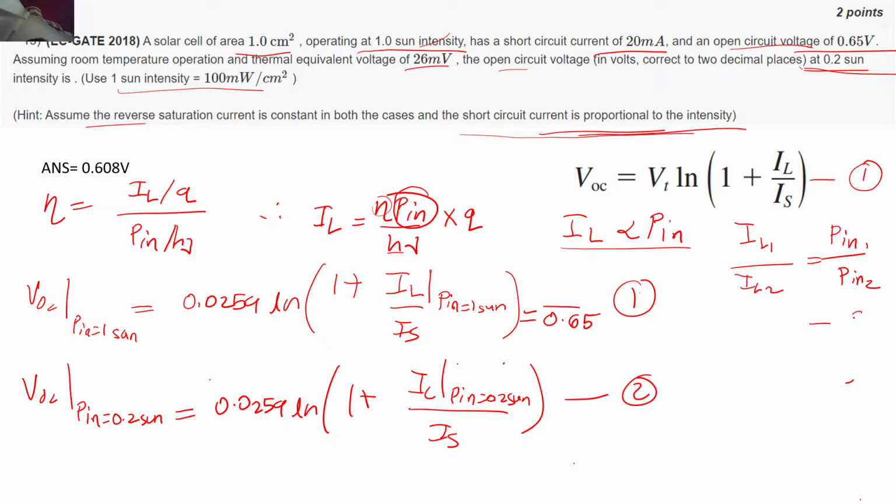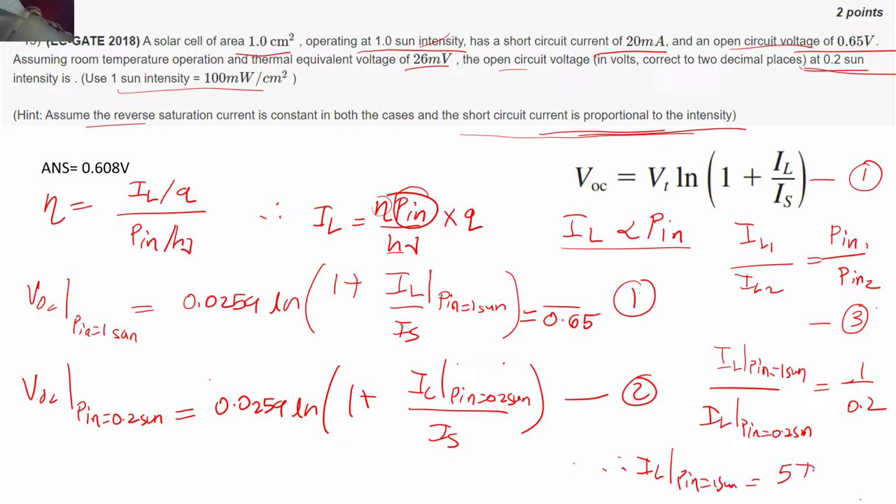Now just look at equation number 3 that we have written. IL1 upon IL2 is P_in1 by P_in2. So the IL1, that is IL when P_in was 1 sun, upon IL when P_in is equal to 0.2 sun, is 1 upon 0.2. So I can clearly write that IL when P_in is equal to 1 sun is 5 times the IL that I will get when P_in is equal to 0.2 sun. So this is the equation that I will be using now. Let me denote it as equation number 4.